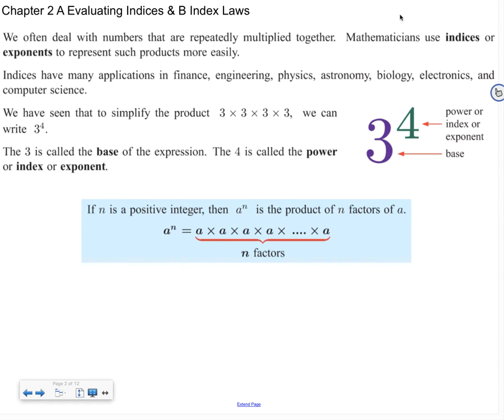All right, Mathlers, here is Chapter 2A, Evaluating Indices, and 2B, Index Laws.